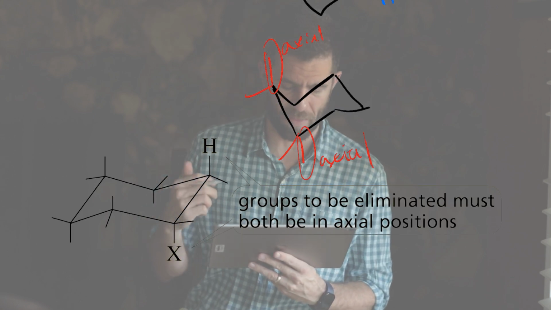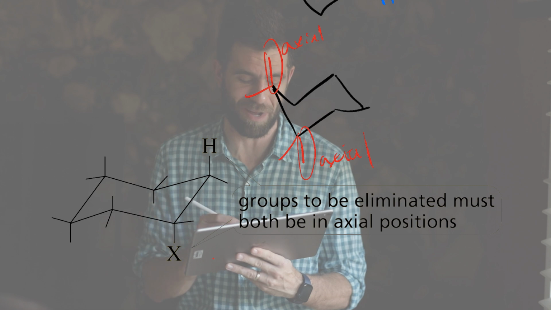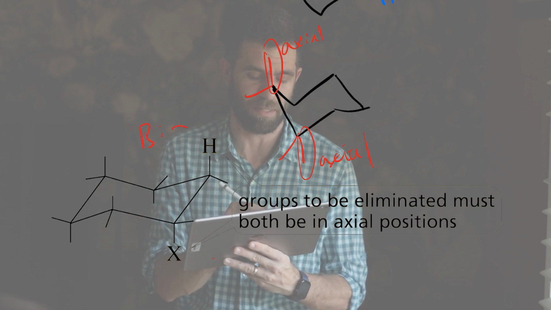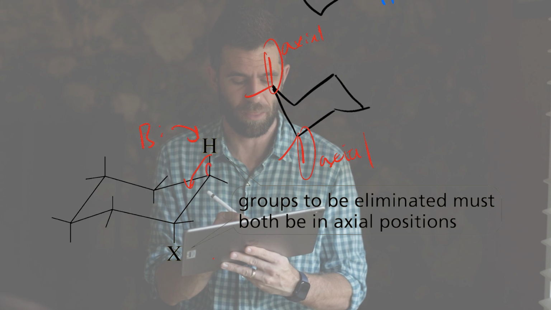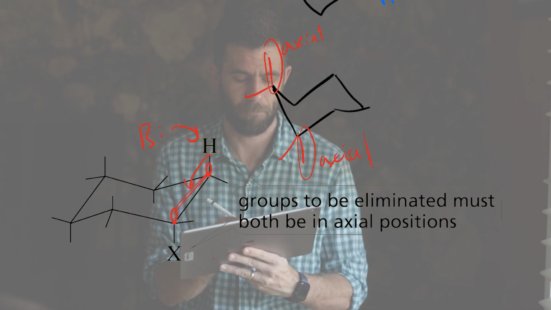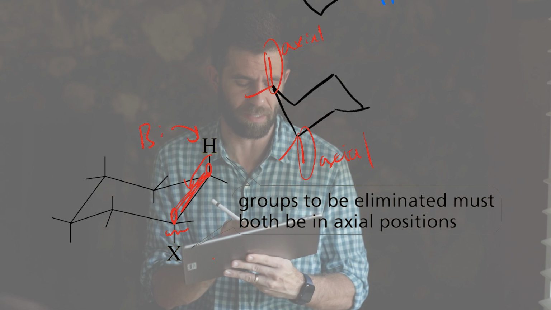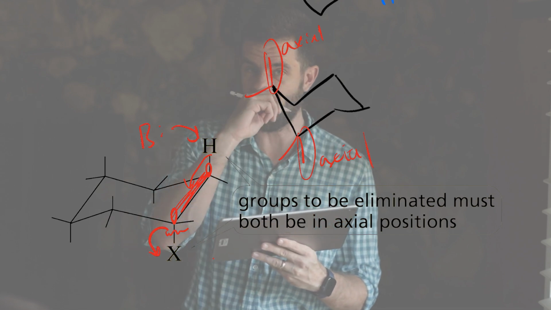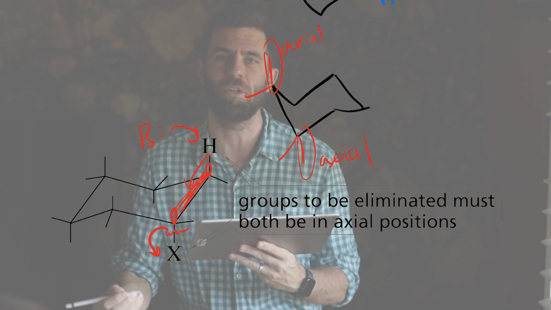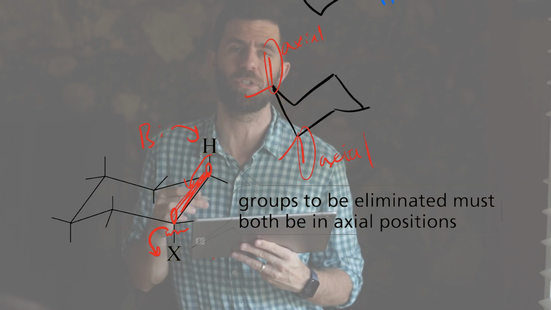So if you look here, now that I've brought this in, you notice in their better drawing than mine that the base can grab this proton because its electrons will flow into this p orbital, breaking this bond because that's an anti-bonding orbital, and that can leave. That can only happen in the axial position. If they're equatorial, these groups will not be able to eliminate.